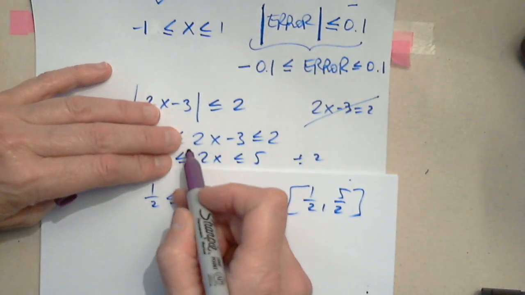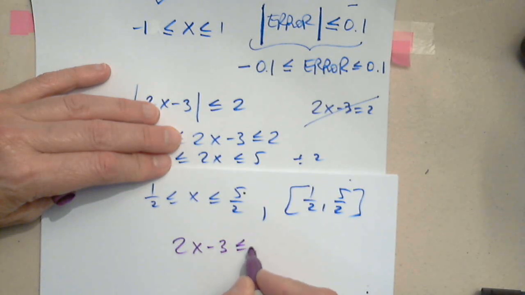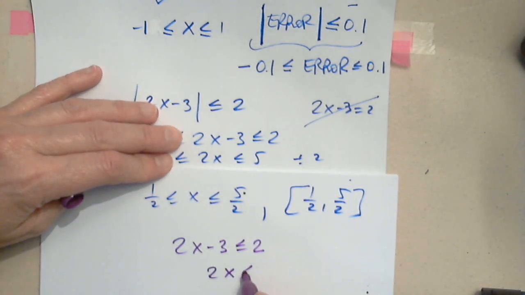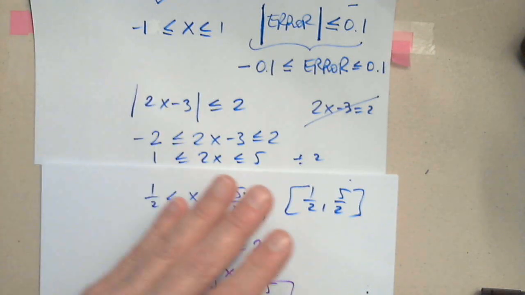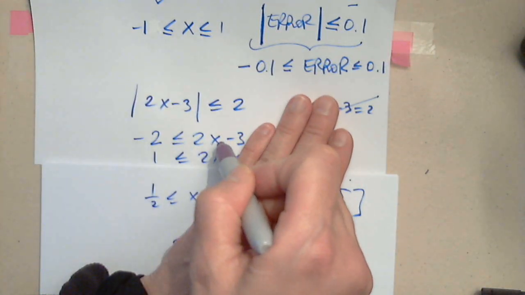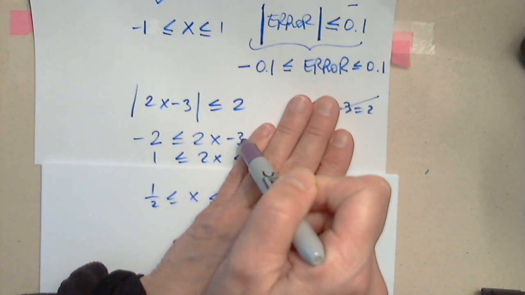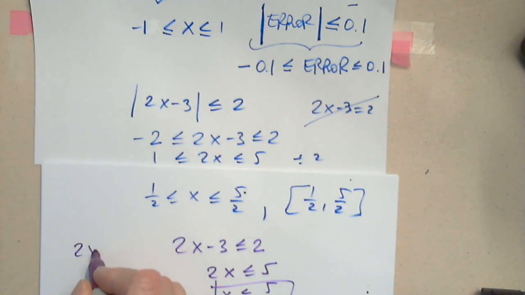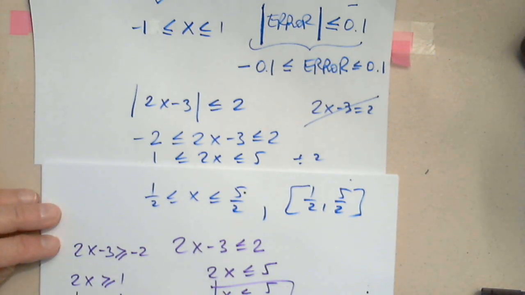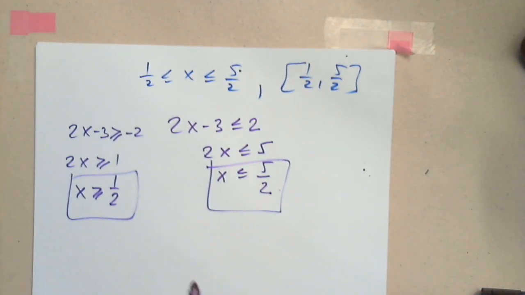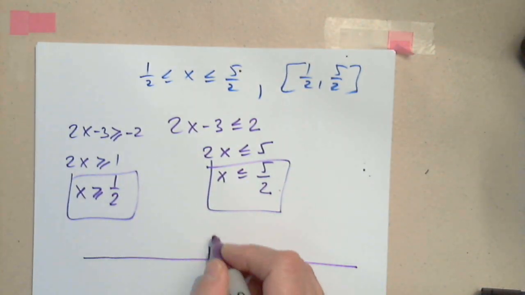It's too simple. So let's say I have 2x minus 3 less than or equal to 2, which means 2x less than or equal to 5, which means x less than or equal to 5 halves. So keep this in mind. Now the other one, 2x minus 3 greater than or equal to negative 2. I move 3. I get 2x greater than or equal to 1. So now, because I separated them, which in this case should not be the case, now I have to intersect them.